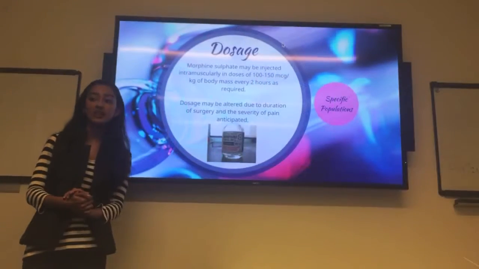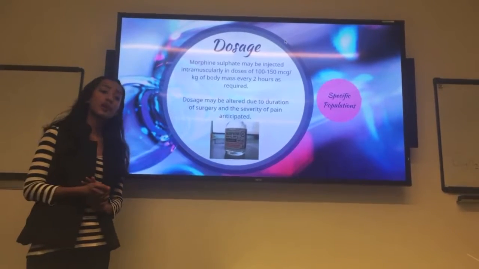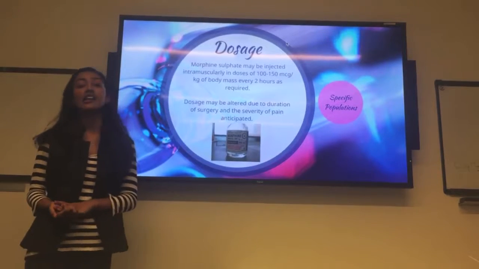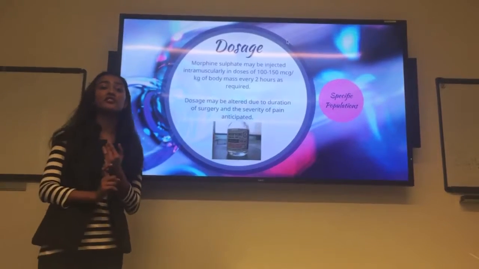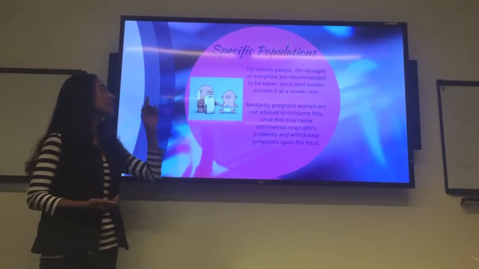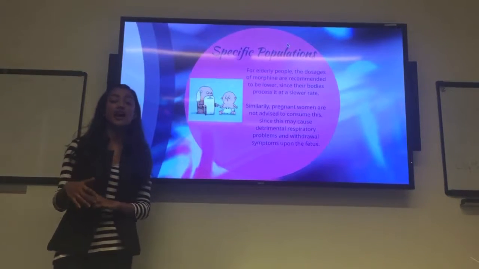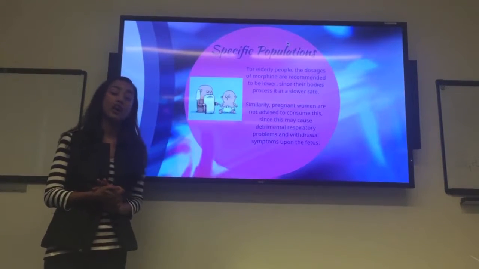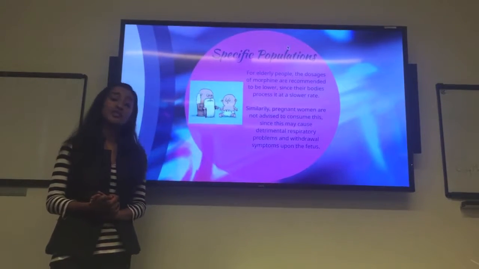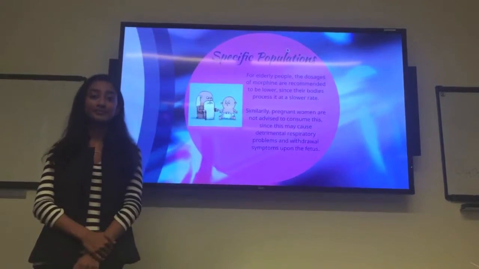As far as dosages go, morphine sulfate may be injected intramuscularly in doses of 100 to 150 micrograms per kilogram of body mass, and this is known to be for every 2 hours as required. In addition, dosage may be altered due to duration of the surgery as well as severity of the pain. For elderly people, the dosage is recommended to be much lower because their bodies process this at a much slower rate. In addition, pregnant women are not advised to consume morphine during their pregnancy because this may lead to detrimental respiratory problems for the fetus, as well as the fetus exhibiting withdrawal symptoms.